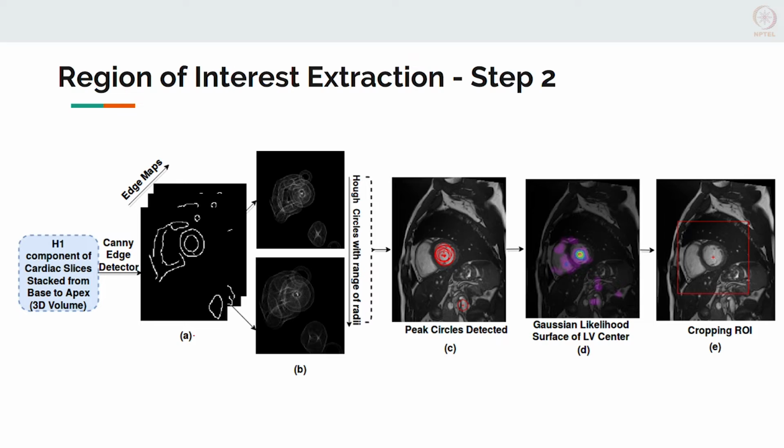So, once we do this edge detection, you see that the circular objects are quite well defined. So, the edges are clearly defined. Then on top of that you do what is called a Hough transform.